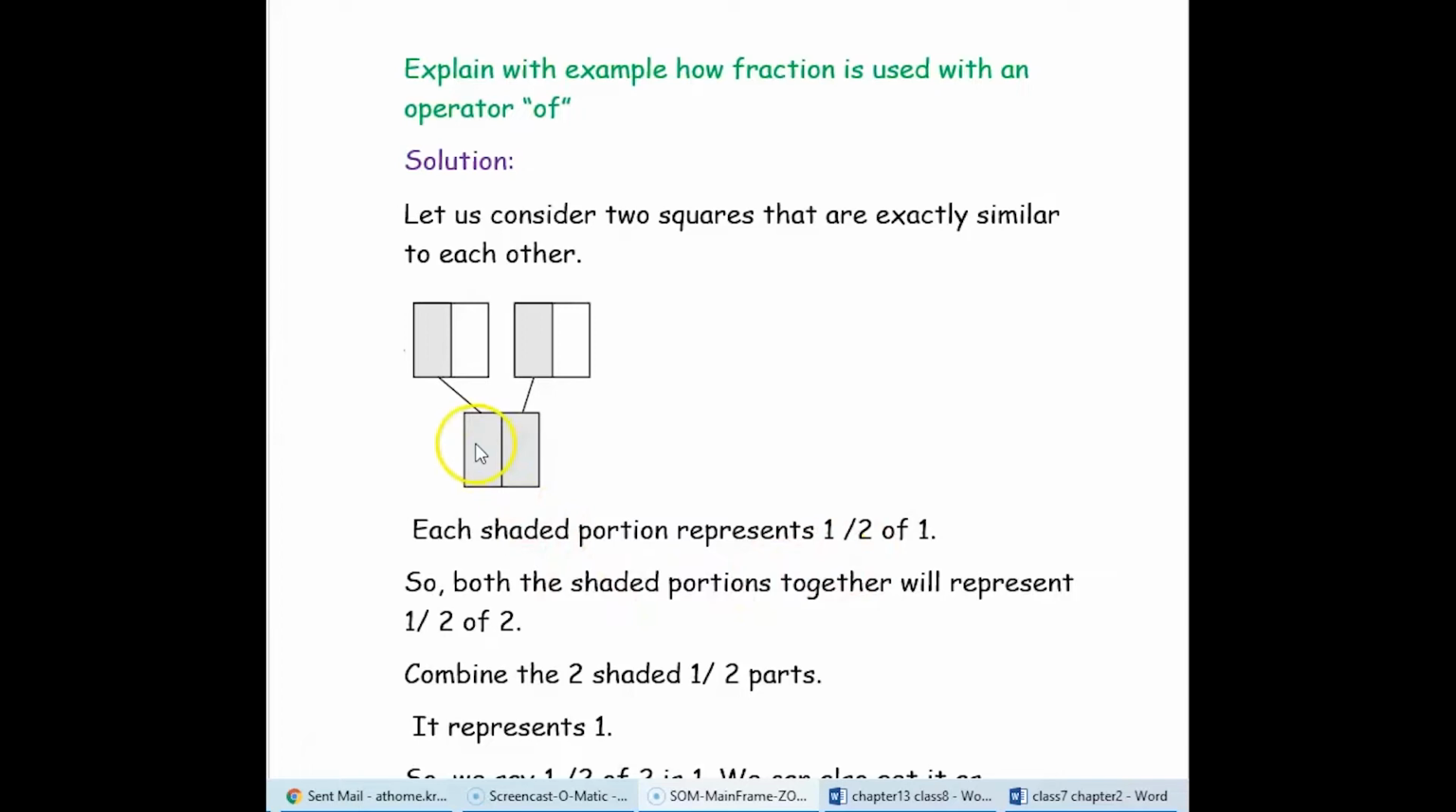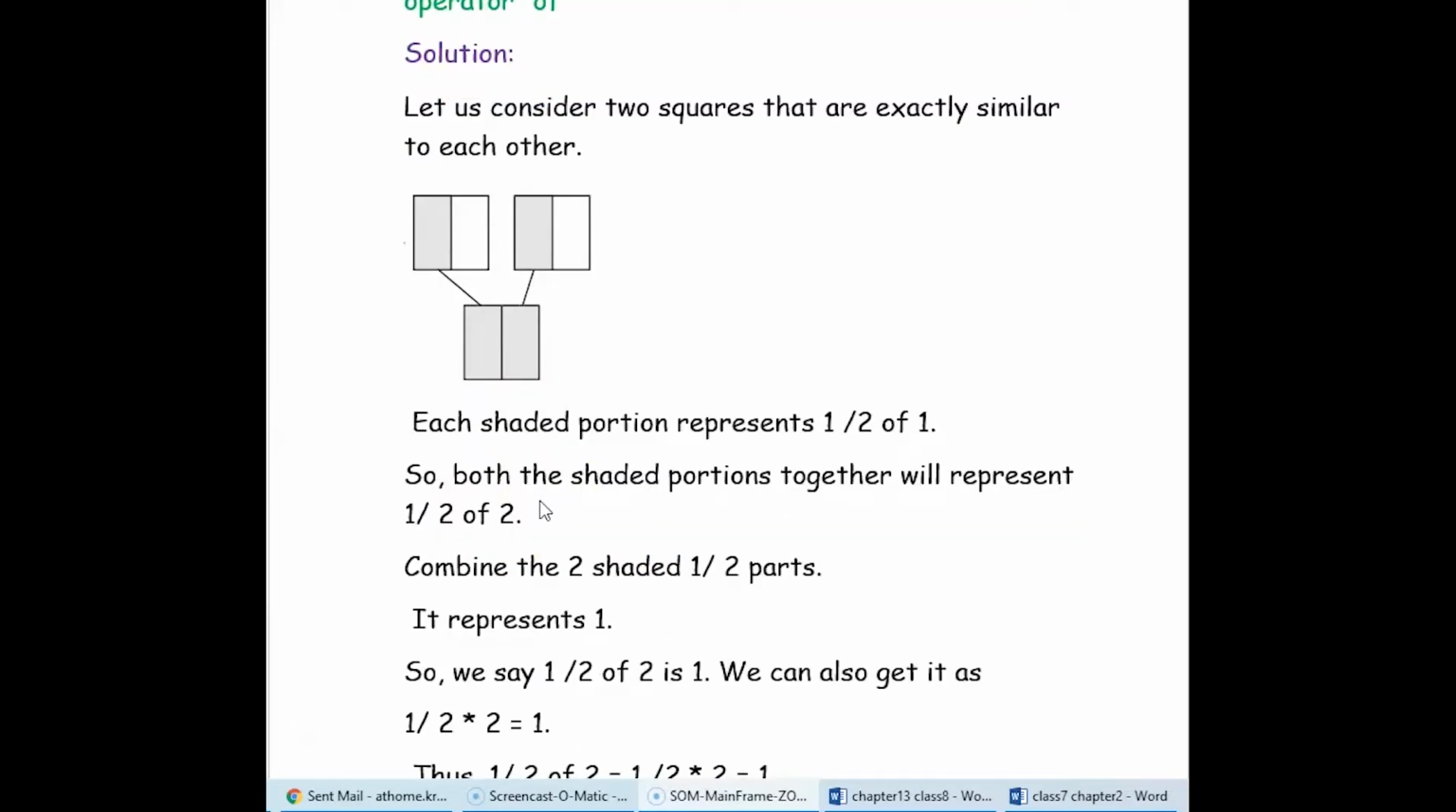Now, if you add these two parts, what will you get? Here one is shaded, and here one is shaded. So we can combine these two squares like this: two shaded portions out of two portions. So we can write it as 2 divided by 2, which is nothing but 1. Another way we can write it is 1 by 2 of 2, which is nothing but 1.